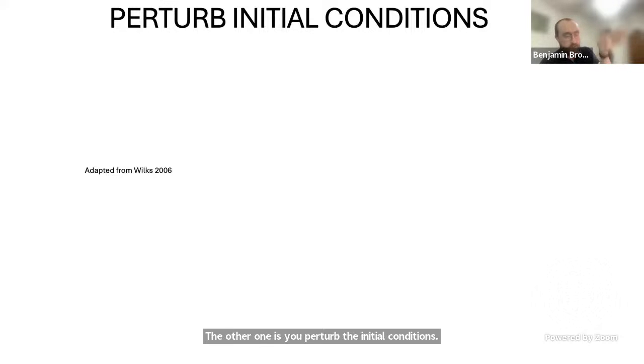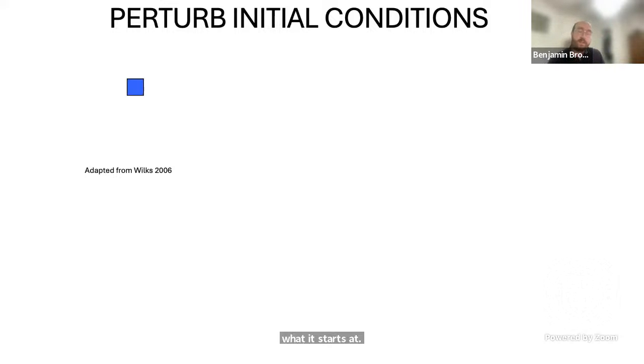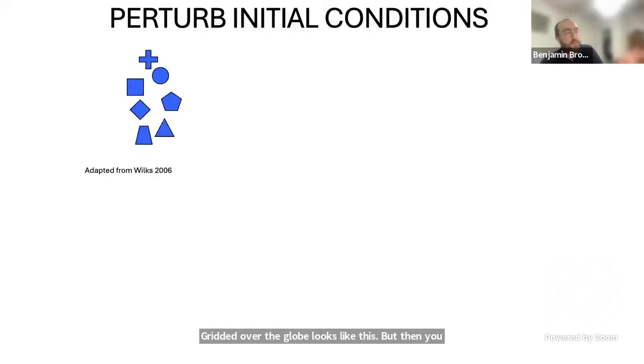So when you run a model, again, you have to have a best guess of what it starts at from which you run forward. And so let's say right now my best guess of the current temperature gridded over the globe looks like this. But then you realize this guess isn't perfect. There might be a set of other ones that are all equally likely, and I tweak it. Or sometimes you just randomly tweak it to develop a suite of initial conditions which are going to run forward.